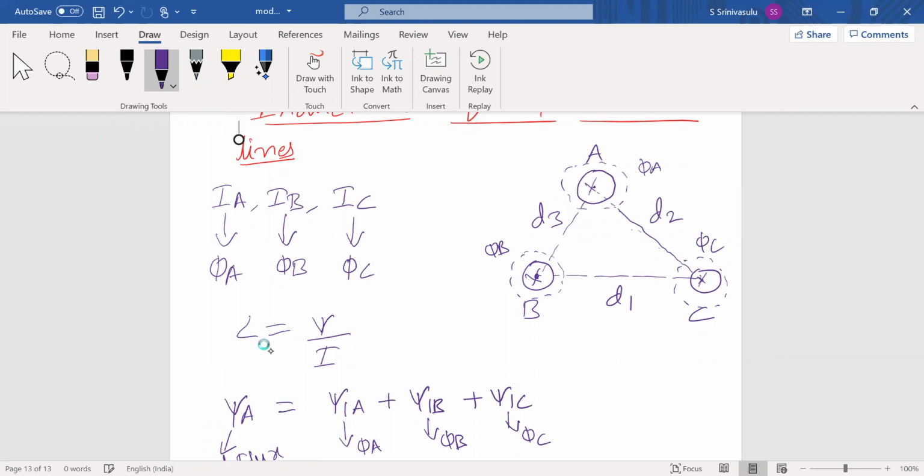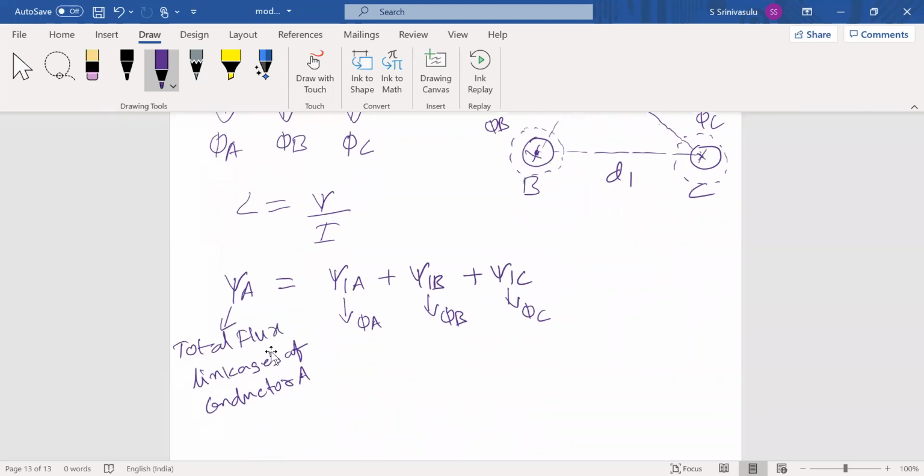Now these fluxes link conductor A: phi B flux also links conductor A, and phi C flux also links conductor A. Finally, you have to find the total flux linkage of conductor A due to its own flux phi A and due to the mutual fluxes of phi B and phi C.